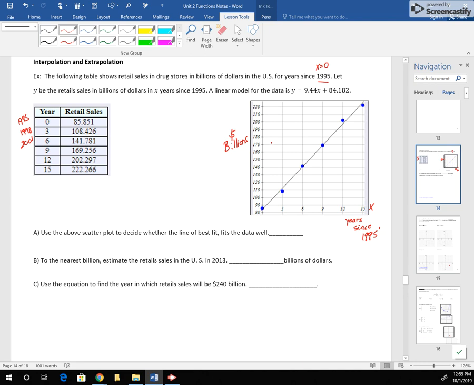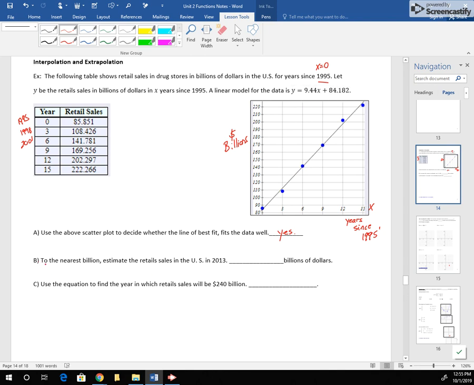All right, so here's the first question. It says, use the scatter plot above to decide whether the line of best fit fits the data well. And I would say yes, this is a good fit for this data. The line is going through the middle of the data points. There's equidistant on either side. It looks good. It's a good fit. So we can just say, yep, that one's good to go. Now we can use this equation to answer the questions below.